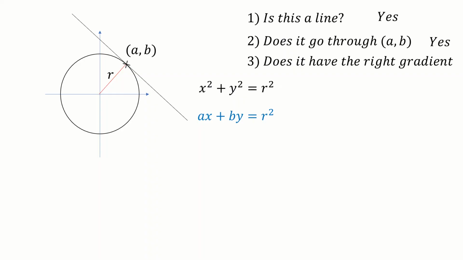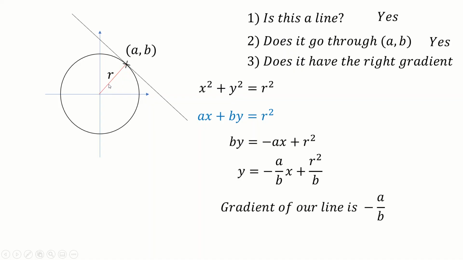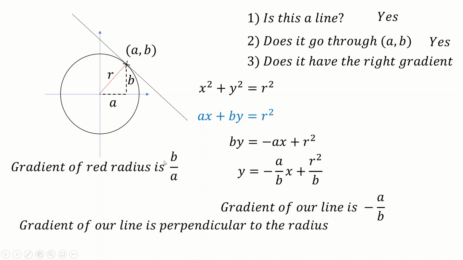Lastly, does it have the right gradient? Well, to prove that, I'm just going to rearrange it again. The gradient of this line is minus a over b. And now, to be a tangent, you need to meet the radius of a circle at 90 degrees. Which would mean the gradient of the radius needs to be the negative reciprocal, but of course the gradient of the radius is just b over a, which is indeed the negative reciprocal of the gradient of the line. And so these two things, this radius and this tangent, do meet at 90 degrees because we've got this relationship here, and therefore it is perpendicular to the radius, it is a tangent, and we meet all three criteria, so this is definitely the correct answer to this question.